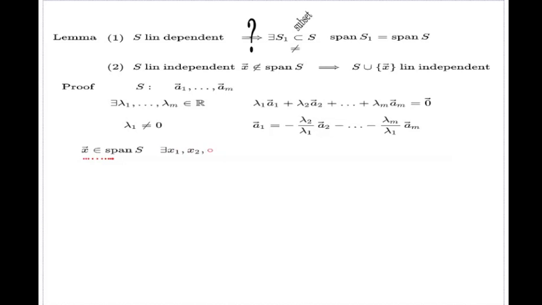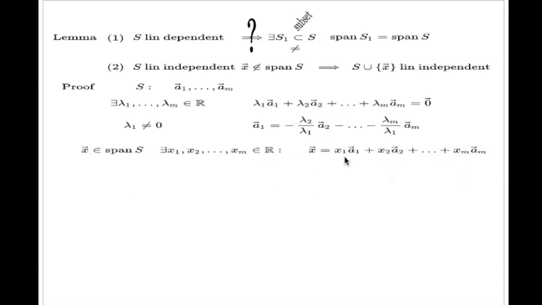I can find numbers 1 to m, and this time I use the x letter for that, such that this vector x, which is taken from the span, is actually equal to the linear combination of these a vectors. That's basically the definition of span. Vectors in the span are all possible linear combinations of your given a1, a2, up to am vectors. So if you take one of them from the span, it will be some linear combination which produces this vector.